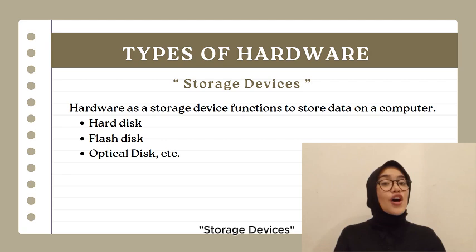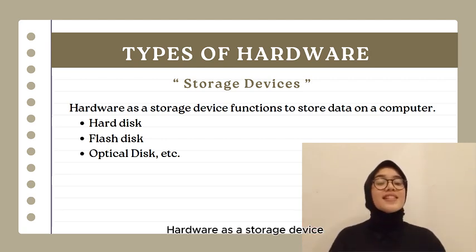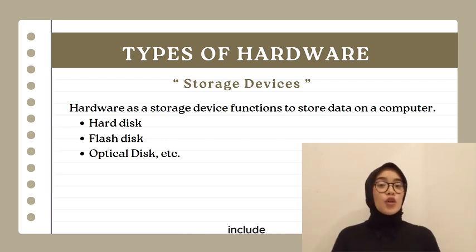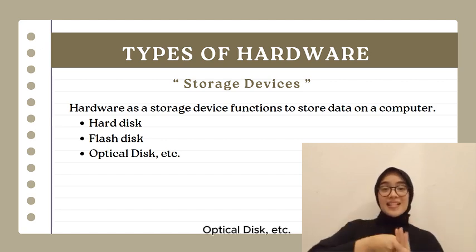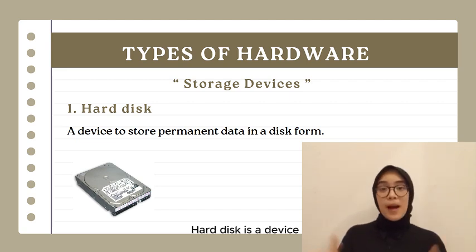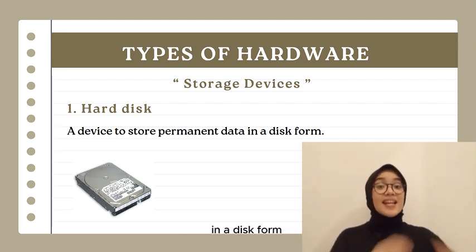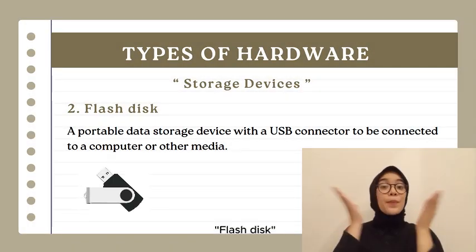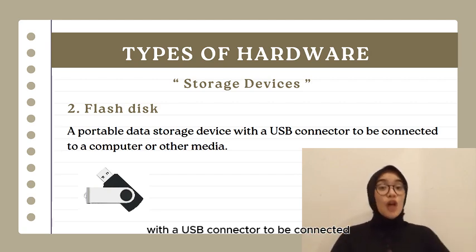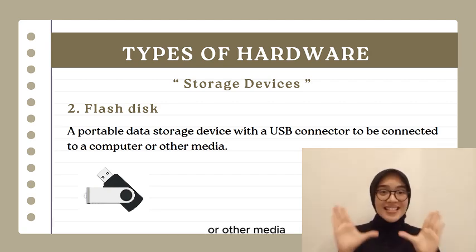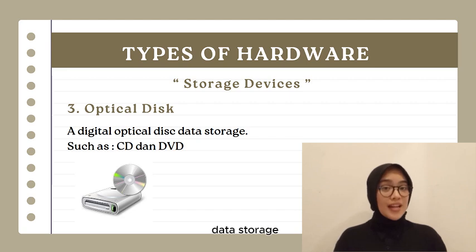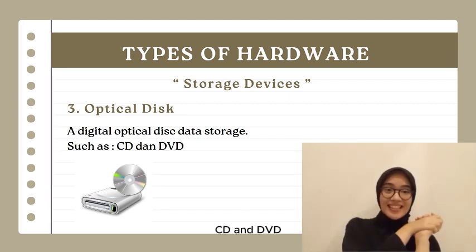And last, storage device. Hardware as a storage device functions to store data on a computer. Storage devices include hard disk, flash disk, optical disk, etc. Okay, hard disk. A hard disk is a device to store permanent data in a disk-ROM. Flash disk. A flash disk is a portable data storage device with a USB connector to be connected to a computer or other media. Optical disk. An optical disk is a digital optical data storage such as CD and DVD.